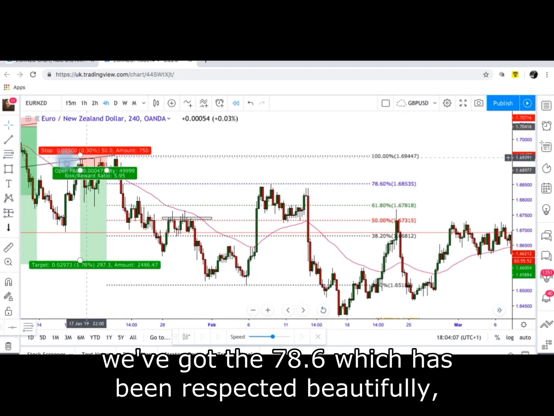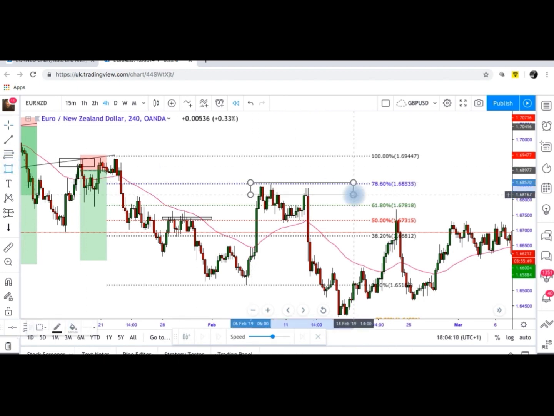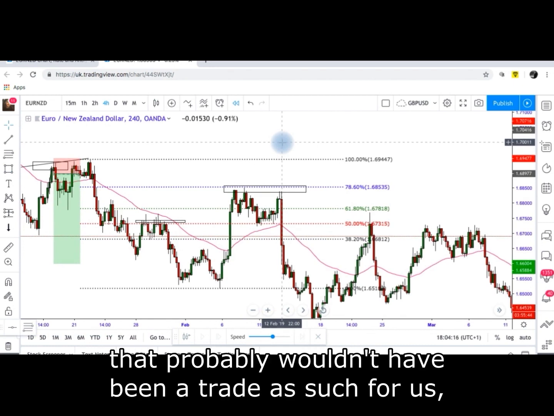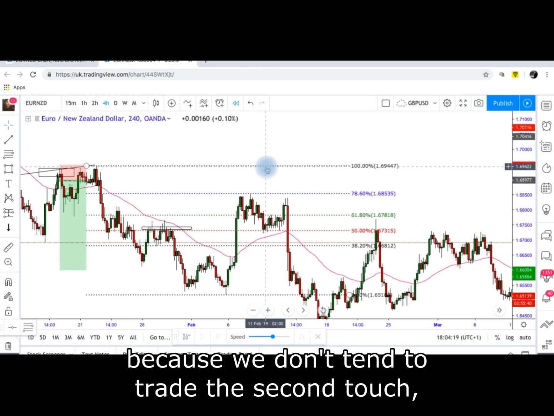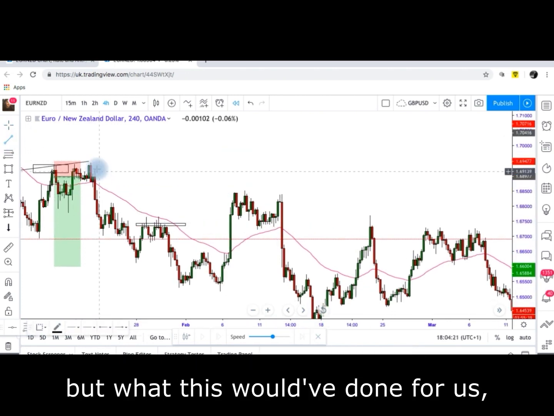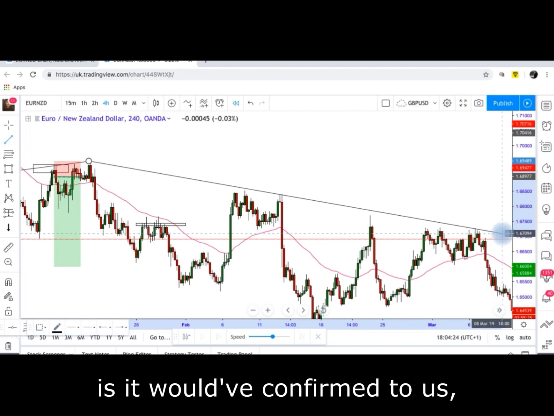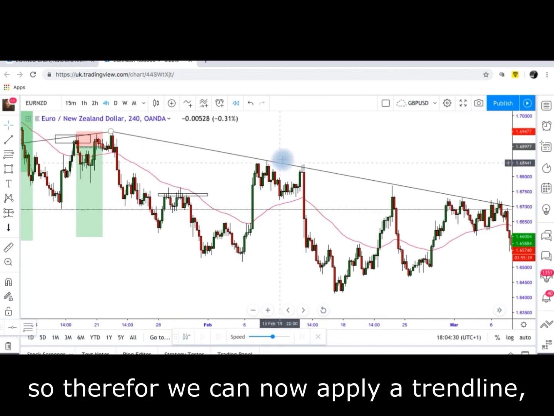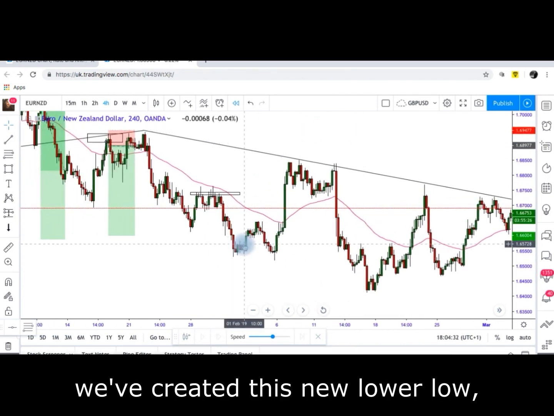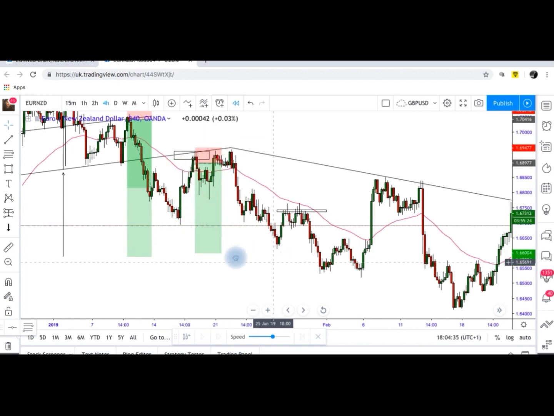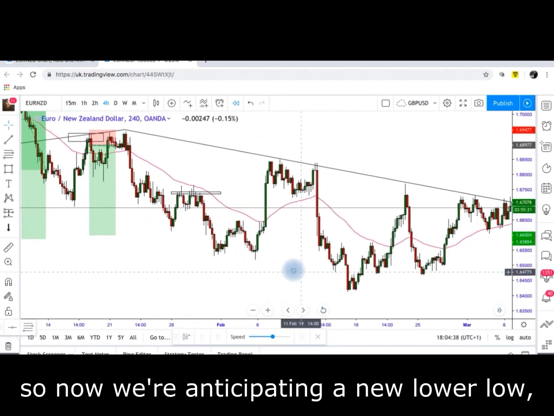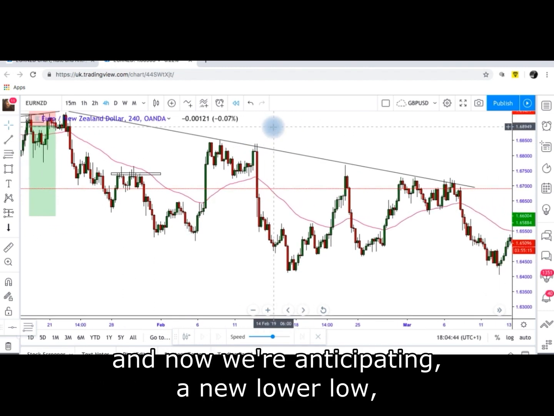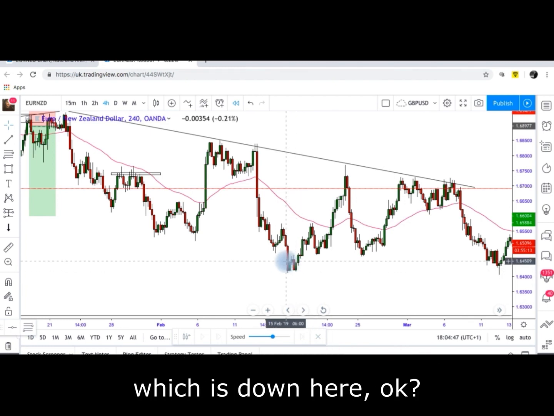We've got the 78.6, which has been respected beautifully. That in itself could have been a trade, but really that probably wouldn't have been a trade as such for us because we don't tend to trade the second touch. But what this would have done for us is confirm a nice trend line that we could now apply because we've got one touch and two touch. We've created this new lower low in comparison to this lower low here. So now we're anticipating a new lower low. So when we came up to touch the 78.6, we could have applied our trend line and now we're anticipating a new lower low, which is down here, okay?